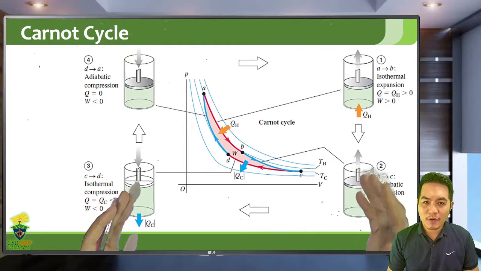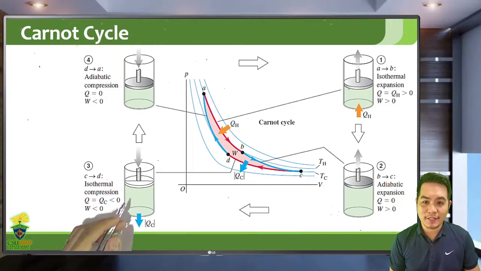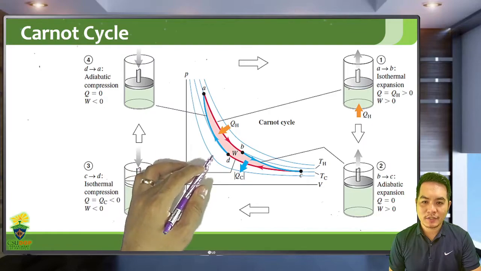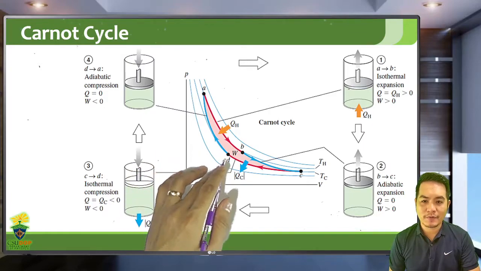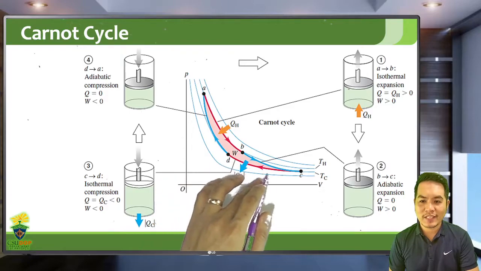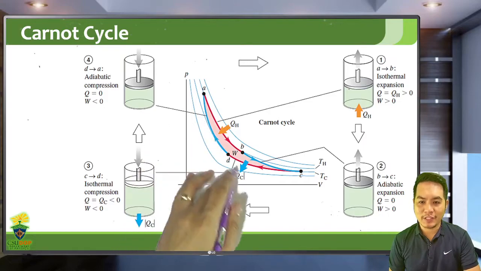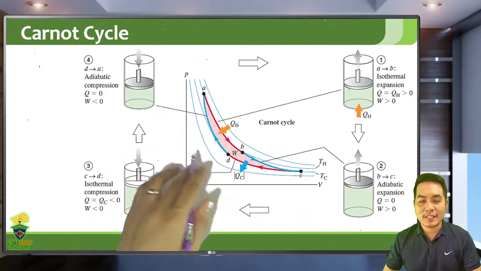But if you have a Carnot refrigerator, it will just operate in reverse. Instead of D to A, we'll start with isothermal compression first. So you have D to C, C to B, B to A, and A to D. The reverse is a refrigerator. This process is an engine.